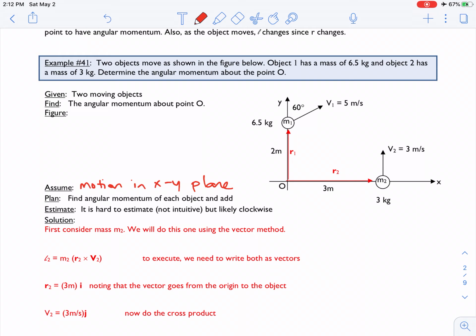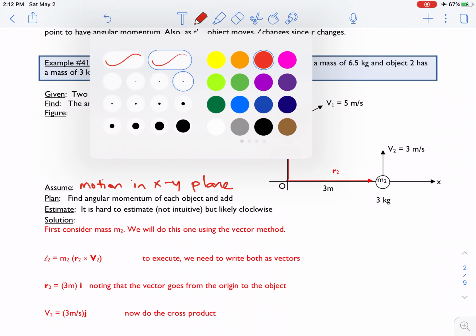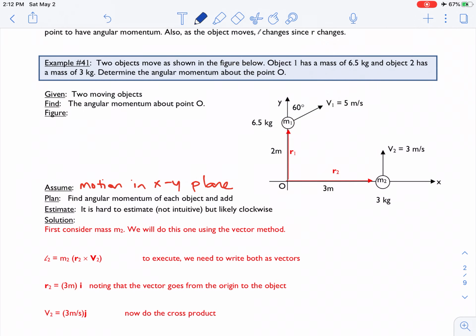Again, those R1 and R2 are given. R1 is measured from the origin to point mass 1, and R2 is from the origin to where M2 is. The direction is important. It's very similar to how we define moment arms in the rotation case. This one is a little hard to estimate, but I can quickly check their directions. Both objects will have angular momentum, but angular momentum is a vector, so I have to do vector algebra, and I can check if they're going to add up or subtract.